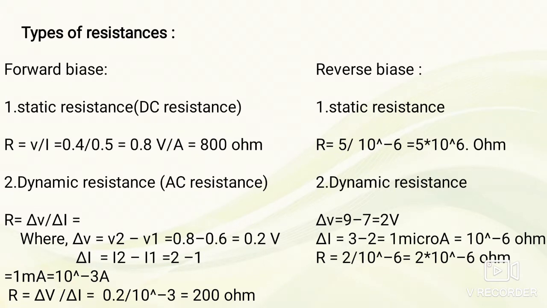Now we will discuss the types of resistances. There are three types of resistances: static resistance, that is DC resistance; second is dynamic resistance, that is AC resistance; and third is average resistance.